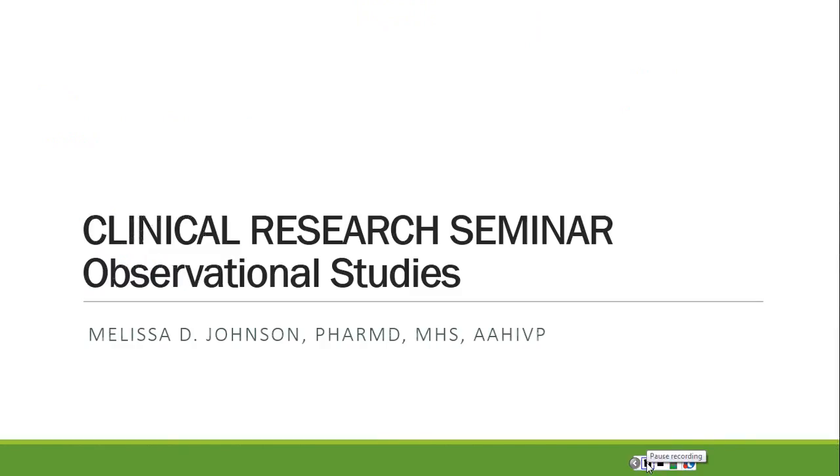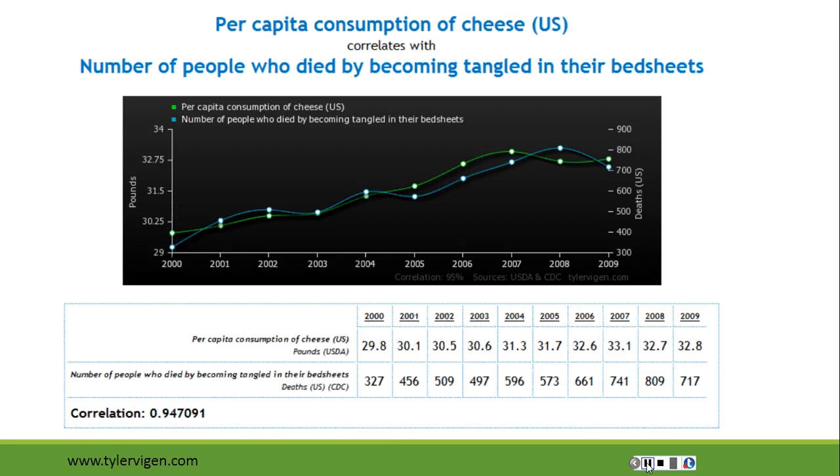Hi, this week in Clinical Research Seminar, we're going to talk about different types of observational studies. First, I wanted to talk a little bit about some of the dangers of correlation and causation.